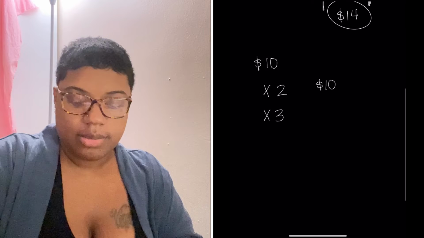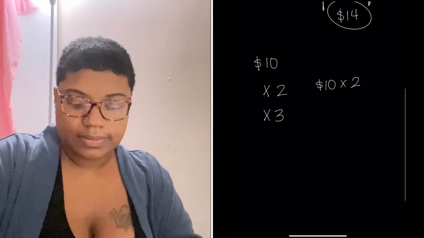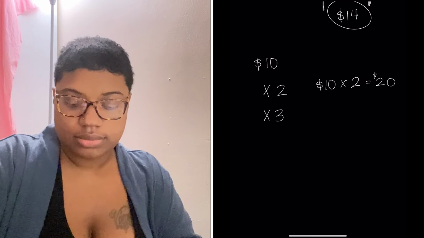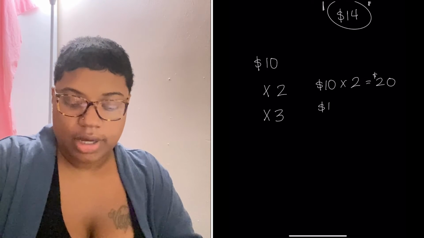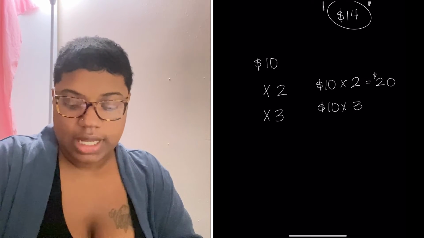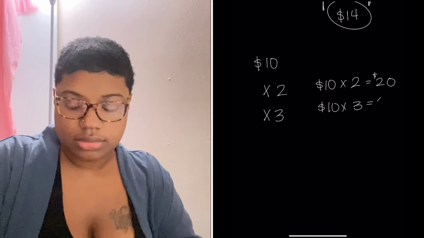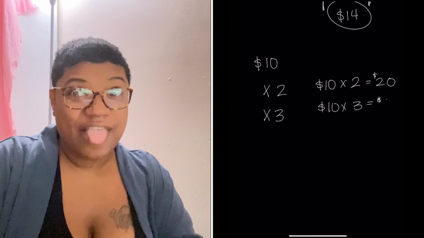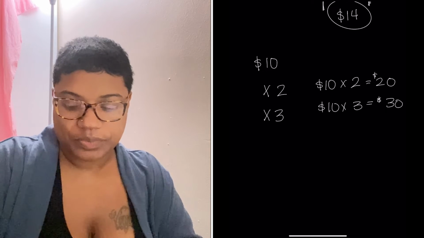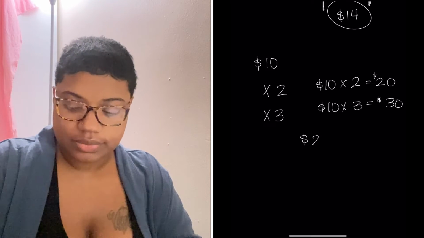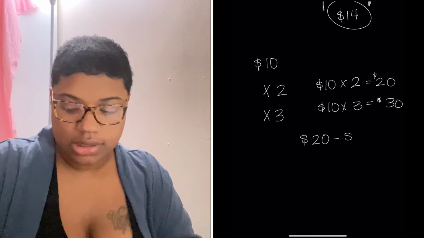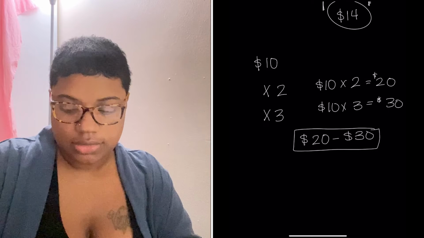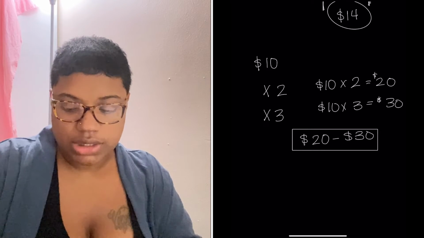So if I mark it up by 2 first, it's gonna be $20. If I mark it up by 3, it's gonna be what? $30. So I know my base will be $20 to $30. So I know this is a pretty good range to start at.